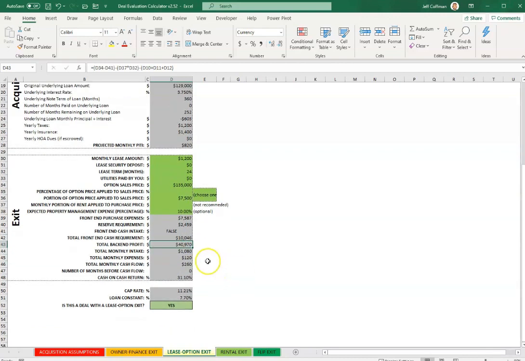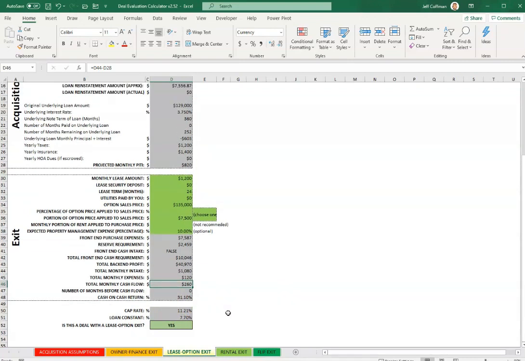Total monthly intake is $1,080. This is going to be your monthly lease amount minus expenses. So this is your total monthly expenses. Your total monthly cash flow on this is $260 per month. Cash on cash return of 31.10%. And again, here's your cap rate and your loan constant, and this is definitely still a deal. If you choose to do a lease option, this would definitely work out for you as well.